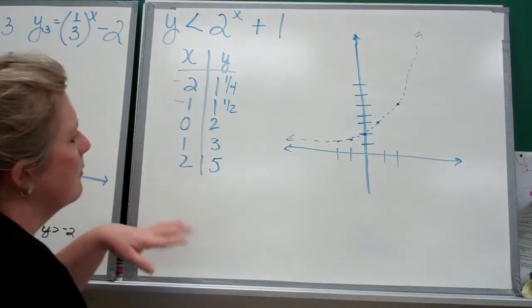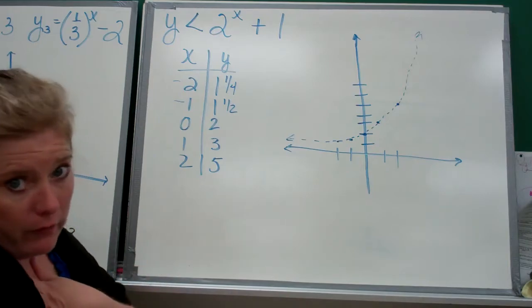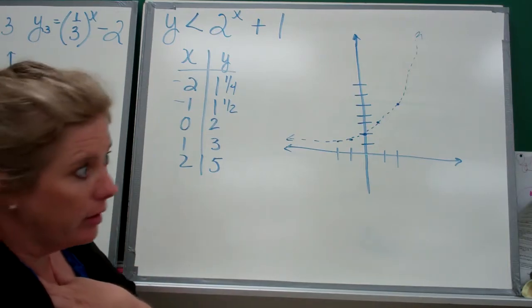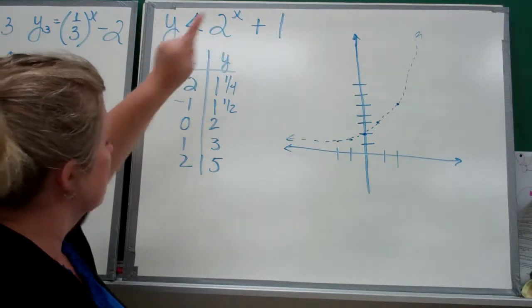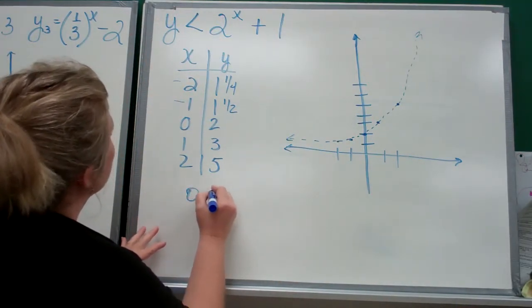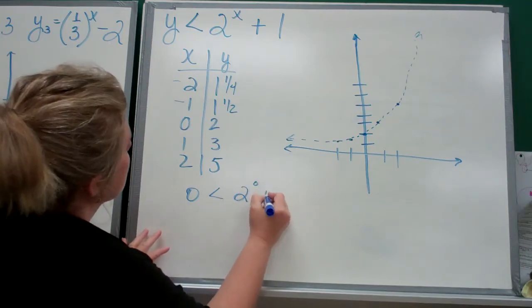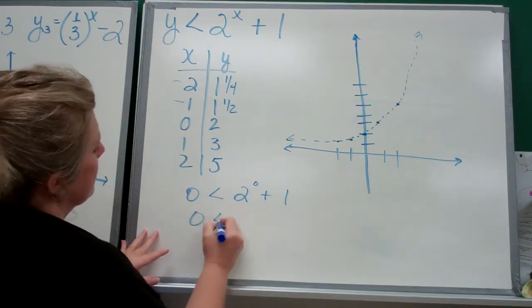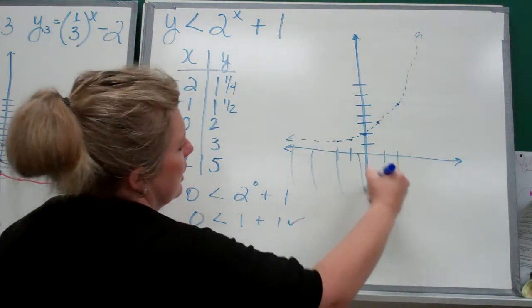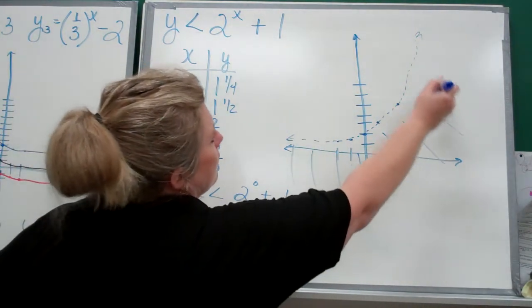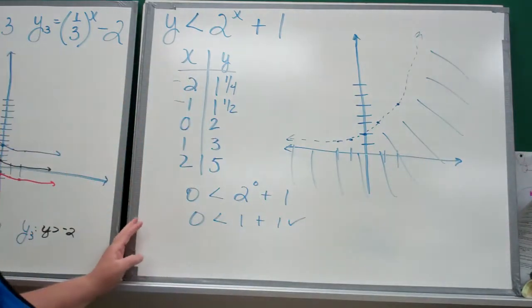Okay, then you pick a point, okay? What's my favorite point to use? 0, 0. 0, 0 is not on the graph, so I'm going to plug in 0, 0 for x and y. So 0, is it less than 2 to the 0 power plus 1? 0 less than 1 plus 1? Check. Yes, it is. So we're going to shade this region below the graph.